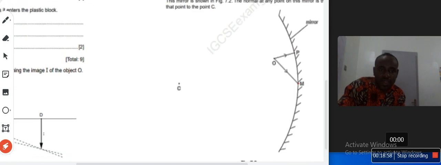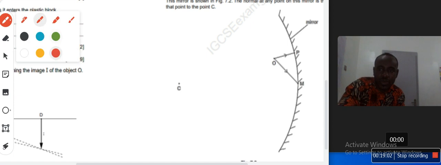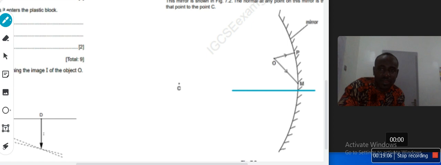We need to draw a normal at this point. A normal forms an angle of 90 degrees, so we can pick up a blue pen and draw a normal forming an angle of 90 degrees here. Let me draw the normal properly.